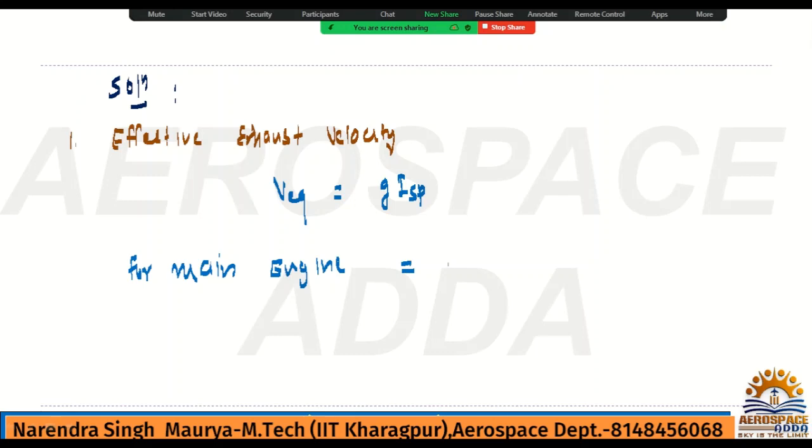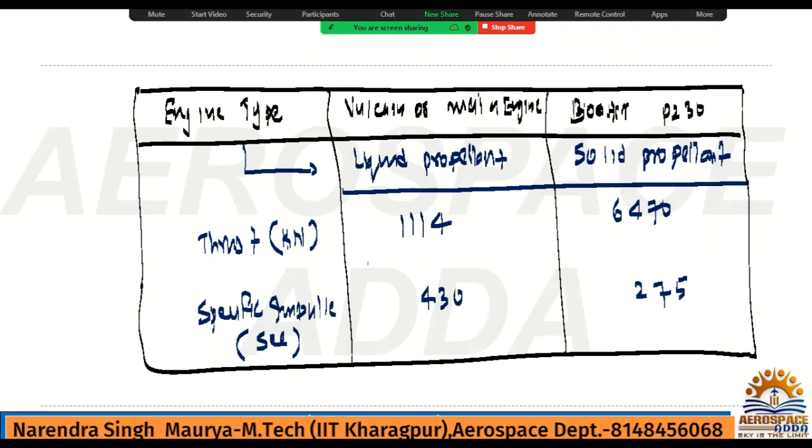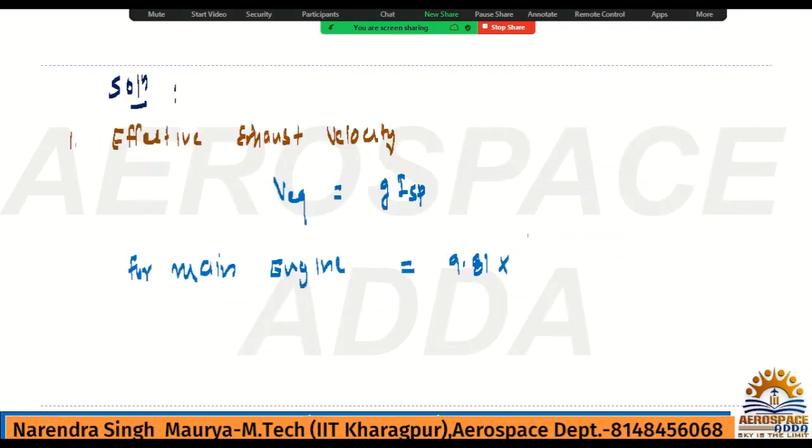So here we will have g into ISP. g is nothing but 9.81 into, for the main engine, which is the Vulcan engine, what is the ISP they have given? It is, I think, 430. 430 is given. This is for the main engine. So it is 9.81 into 430. I am getting 4218. So this is the effective exhaust velocity, 4218 meter per second.